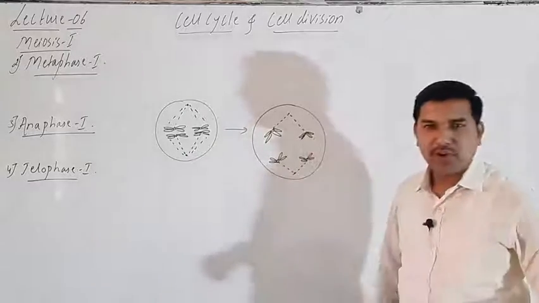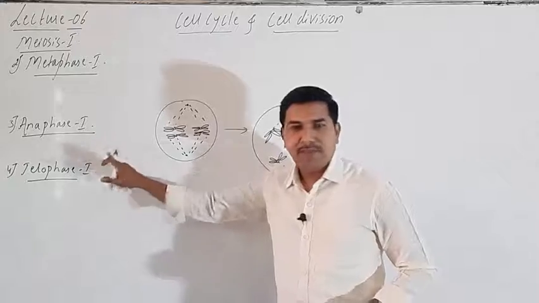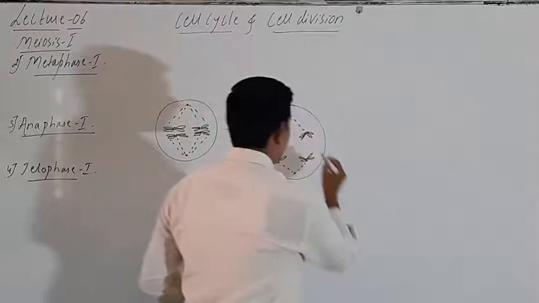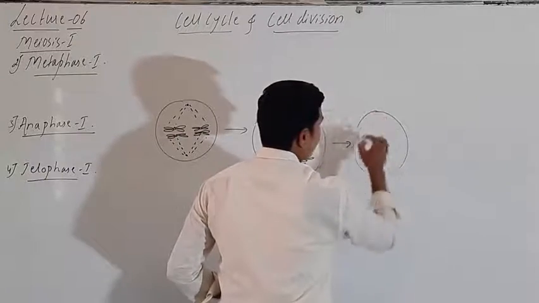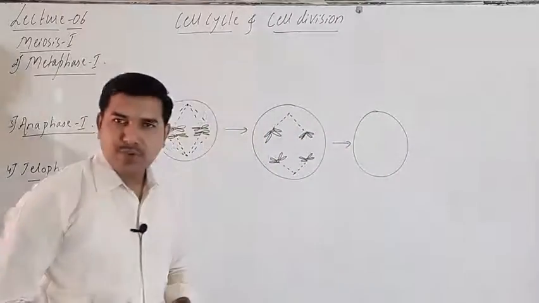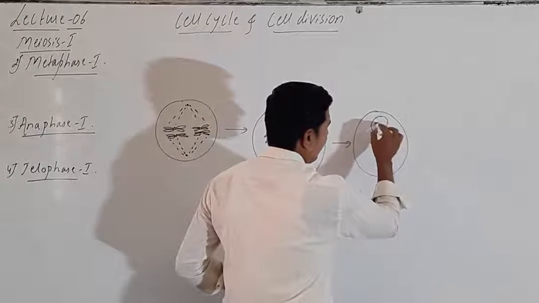They start moving towards opposite poles. That is the characteristic feature of the anaphase. What happens in the telophase? In the telophase, the chromosomes will move towards the opposite poles. Then after that a separate nuclear membrane is reformed.